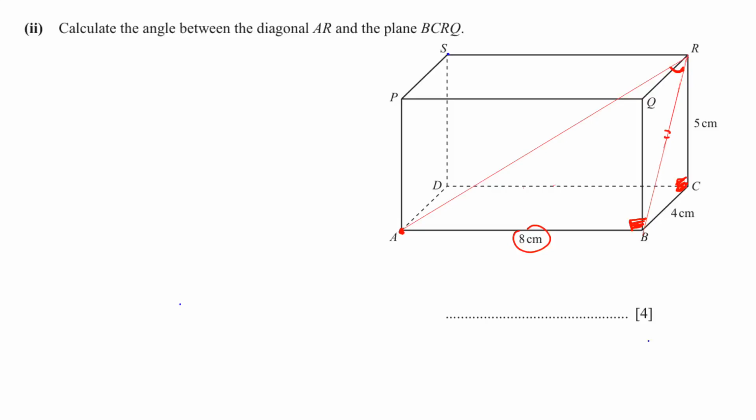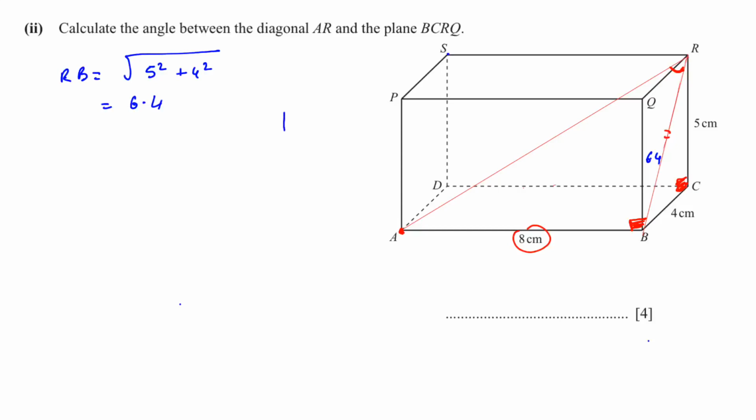To find RB, you will use the Pythagoras theorem. Because it's a right angle triangle, if 2 sides are given and you want to find the third side, we use the Pythagoras theorem. Therefore, RB is equal to the square root of 5 squared plus 4 squared. It will give us 6.4. So the side here is 6.4.